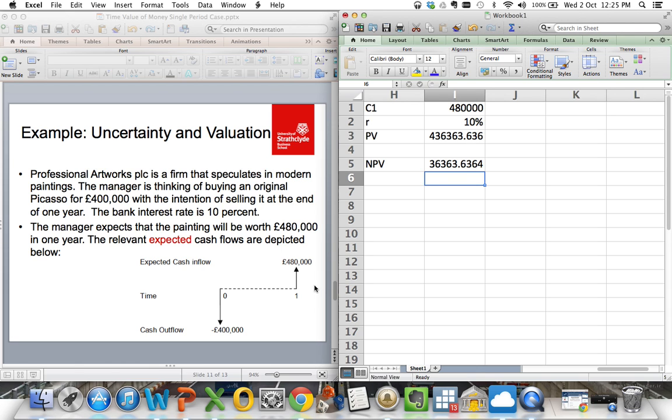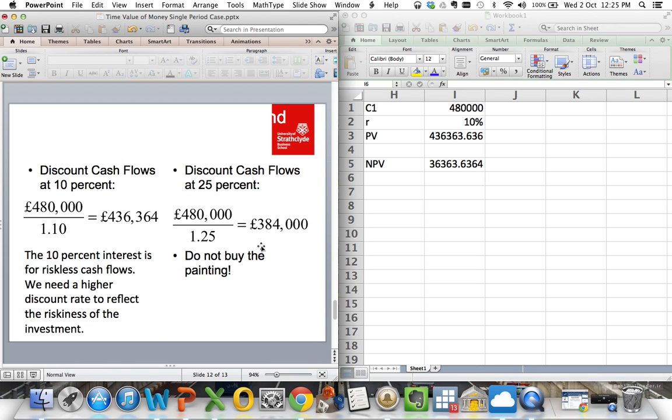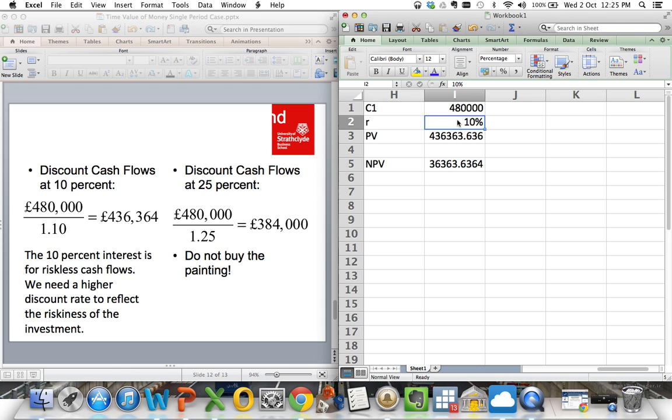But we're talking about expected cash flows. So going back here, let's assume that it's actually going to be really risky. You don't know. And given that the interest rate is 10% with risk-free, you actually come up with a decision that in actual fact, the more appropriate discount rate is 25%. So if you do 25%, now it's the same formula, you find that the present value of that is actually 384, which is less than 400,000. And in actual fact, your NPV is minus 16,000. So that would actually tell you that you shouldn't invest in the painting.